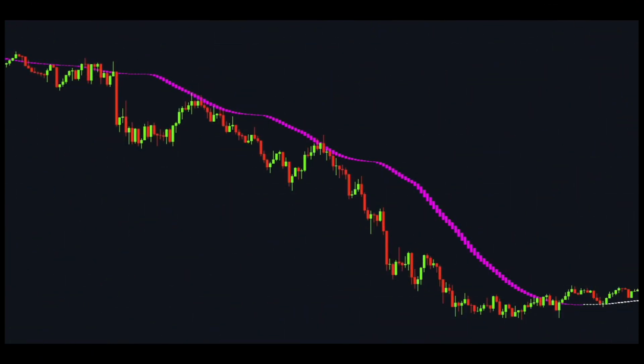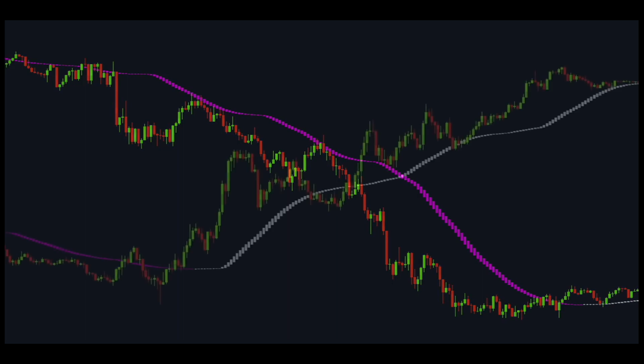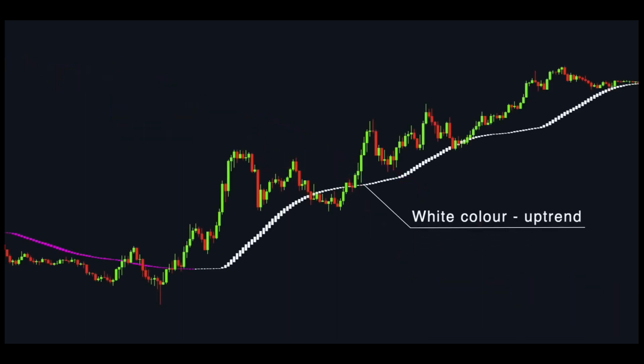There are a few ways to analyze the indicator. The easiest way to do it is by looking at the color. If the smoothed candlesticks are pink, the price is going down, and if they are white, the price is going up. To be sure the trend has changed, wait for a couple of candlesticks in the opposite direction to show up.